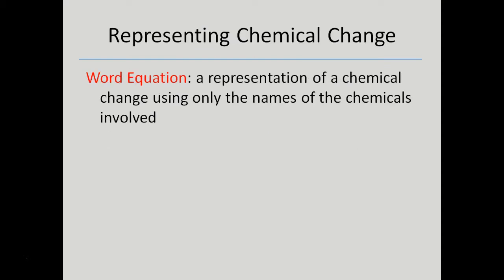Now, when we want to represent our chemical change, we can do it with a word equation. With the word equation, we use the names of the chemicals involved, and we state their chemical names. So for example, let's say zinc metal reacts with silver nitrate solution to produce solid silver and zinc nitrate.